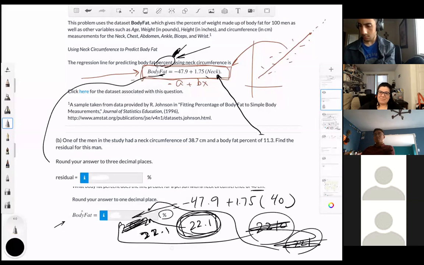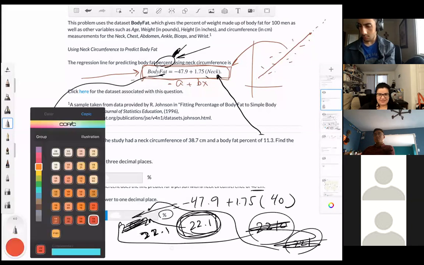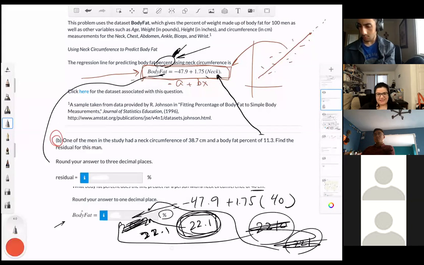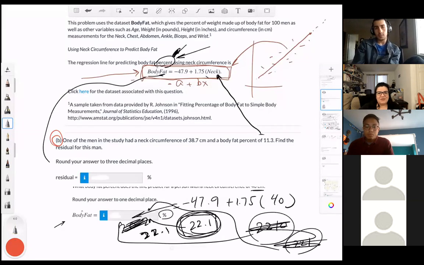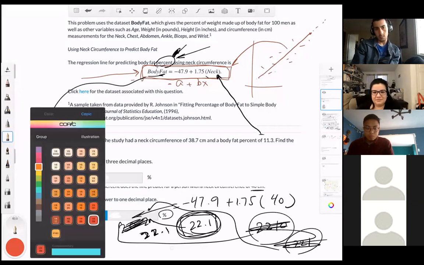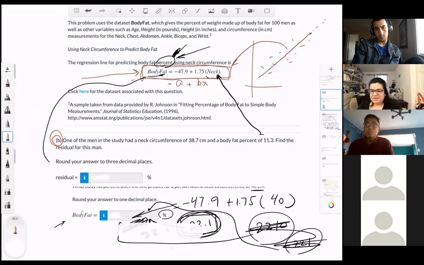Part B. It's kind of messy for part B, but this is the B. One of the men in the study had the neck circumference of 38.7 and their body fat percent 11.3. Find the residual for this man. Can't see. If I get rid of this, it's not good. Oh, okay. I need to do some magic with this.